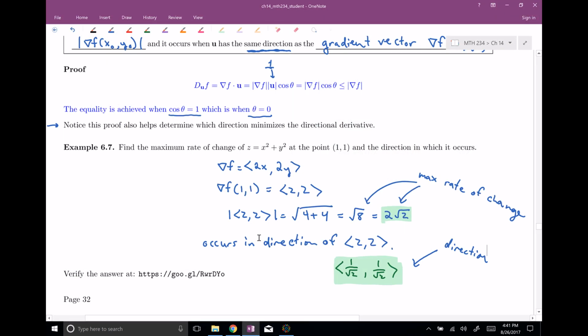All right, that's it for this kind of intro video. We're going to be doing a lot more examples and talking about a few more details, maybe minimizing directional derivatives, and maybe we don't want the function to change at all. What kind of direction would we head in then? That's all to come in class.